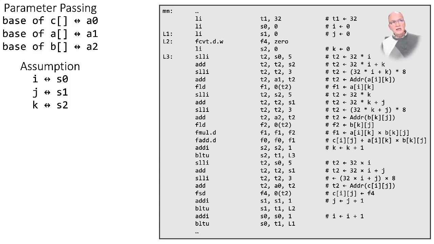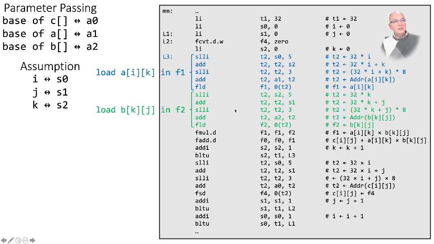So this code is not complete. Of course, I'm using S registers and I'm not showing the code to save and restore the S registers, so I'm not showing the stack manipulation code here. But you can see by looking at this color code here, this area is the area where I do the load of AIK. This area in the code is where I do the load of BKJ. This is where I do the multiply and add, and this is where I do the store of the CIJ.